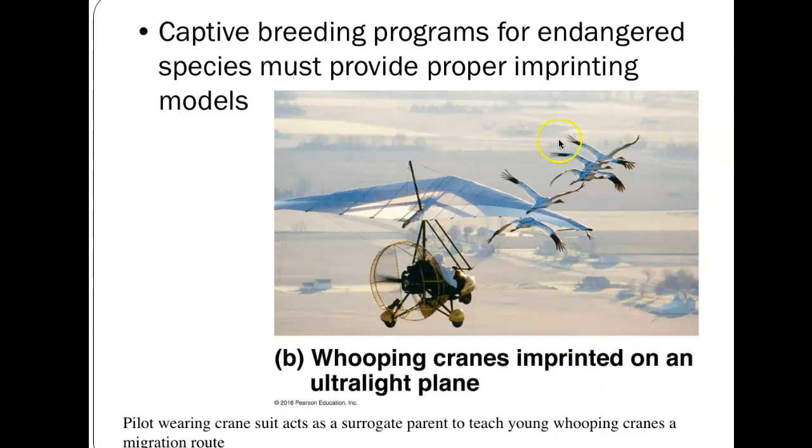All right. And then imprinting is also something that is done when birds like cranes are learning migration patterns or how to migrate. And this has been studied with captive breeding programs of endangered species. So you see right here, this plane is trying to have these birds imprint on it to teach them about migration.